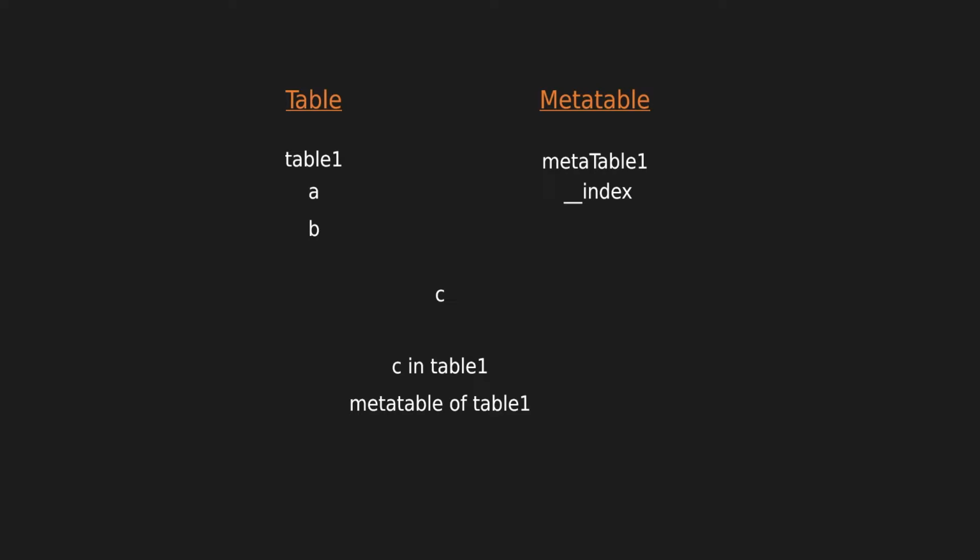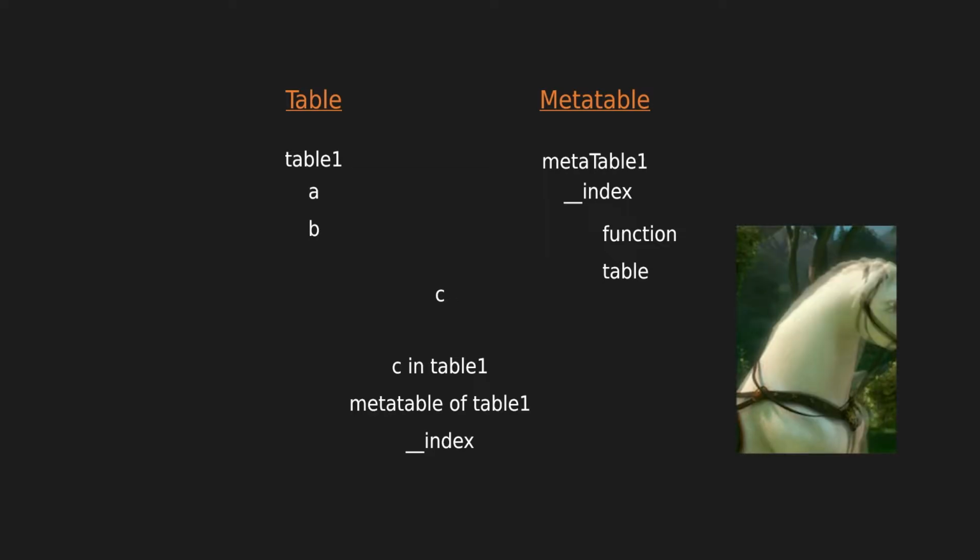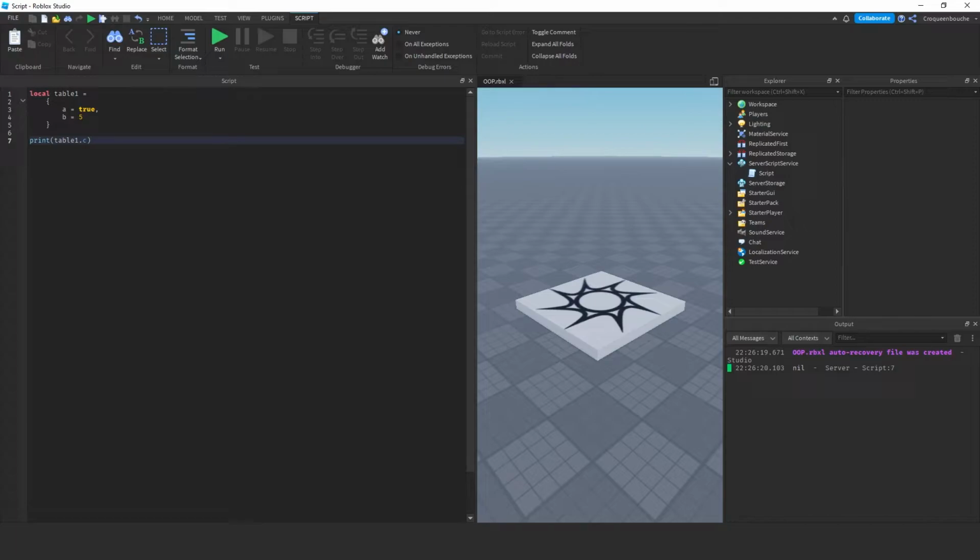But if there's a metatable defined for table1, in this case, it will check if __index is set to a value. So this __index can have two different types of values. It may be a function or it may be a table itself. If it is a function, it will run that function and return the return value of the function as the value of C. If it is a table, Lua will try to find C in that table. I hope you are still with me. Let me show you an example.